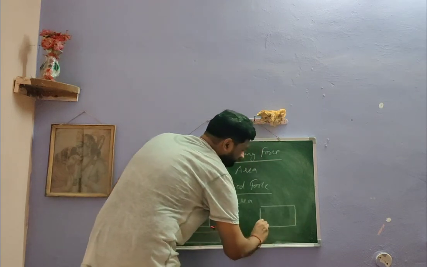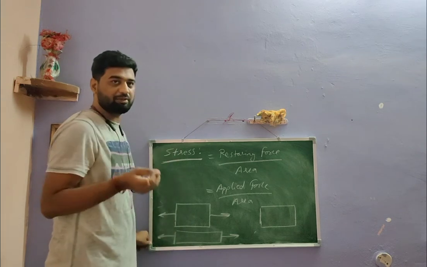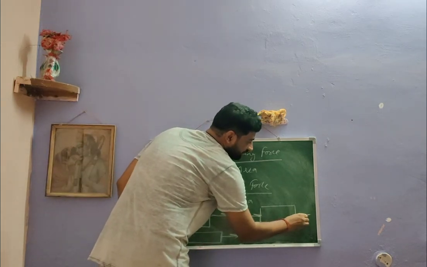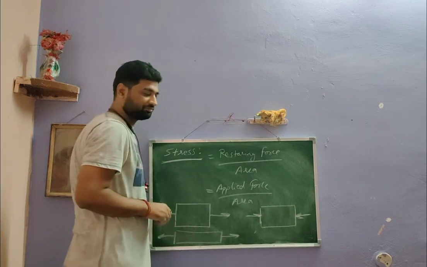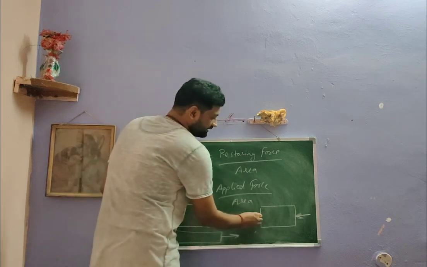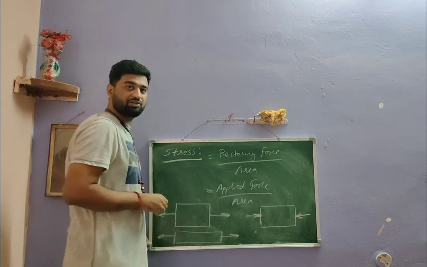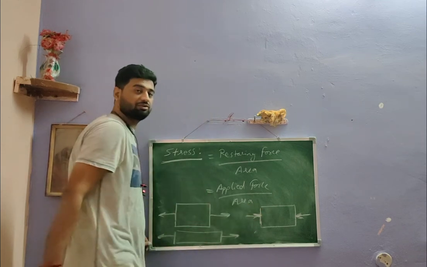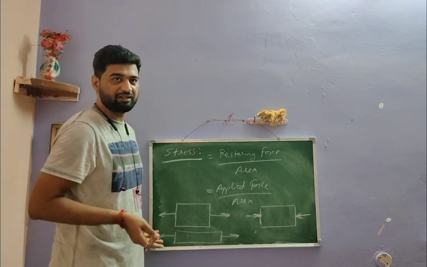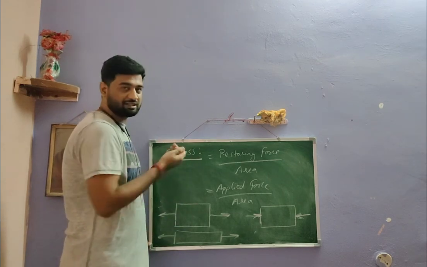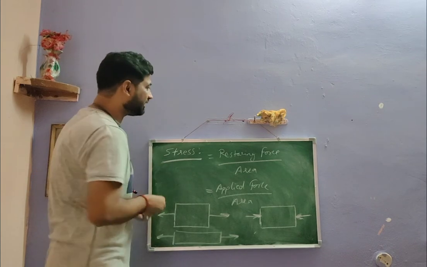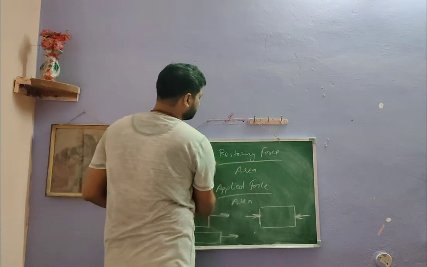Now the second one is compressive stress. Whenever force is applied linearly toward the object, with equal and opposite forces, this force is compressive in nature. You can say that this force is compressive force. So when compressive force is applied, the stress developed is known as compressive stress. Now coming to the strain part.